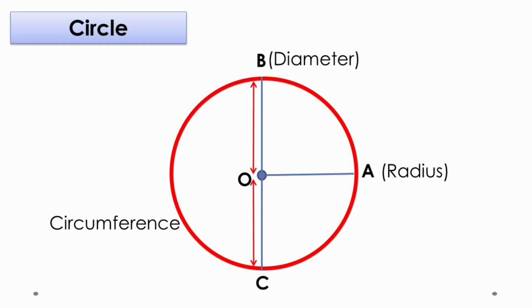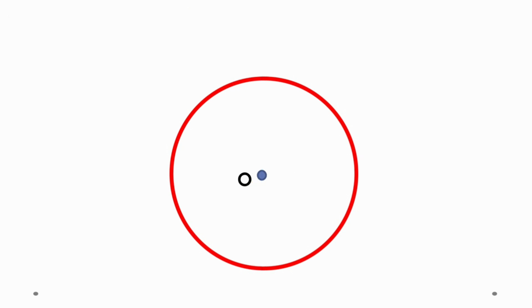Now let's see what a chord is. Like diameter, a chord also connects any 2 points of the circumference, but it does not need to pass through the center. The line DC is a chord. It connects 2 points D and C of the circumference, but does not pass through the center.